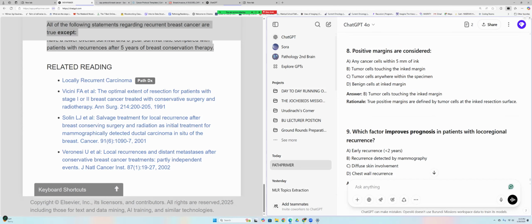Positive margins are considered... This is an exam question. What's a positive margin? Tumor cell touching the ink margin. Yes.